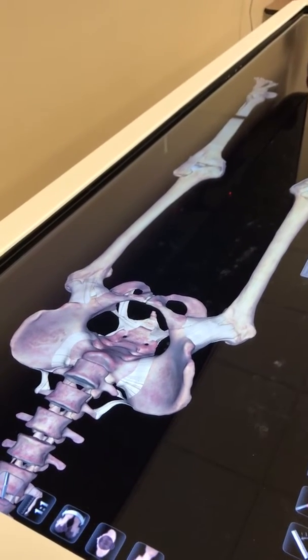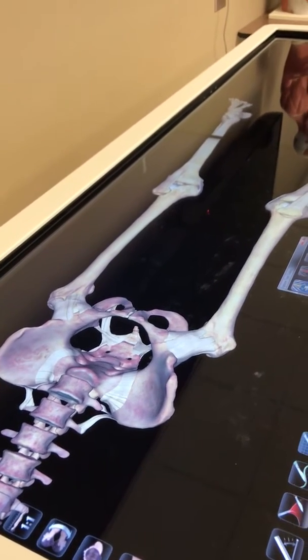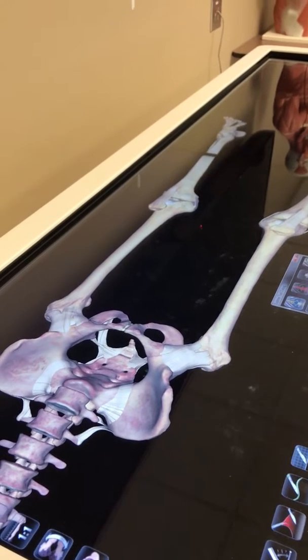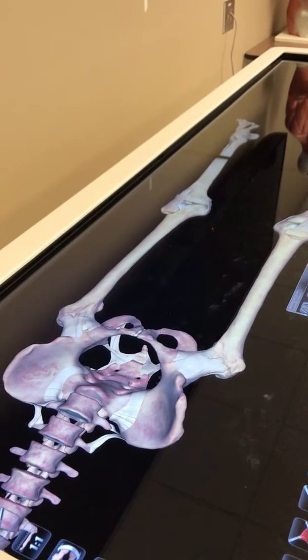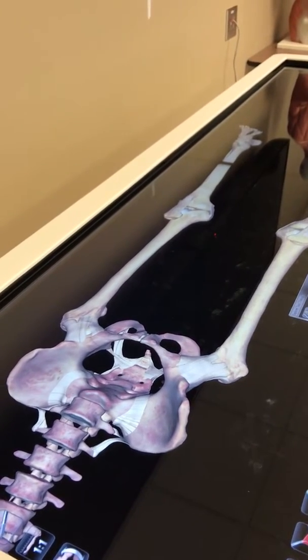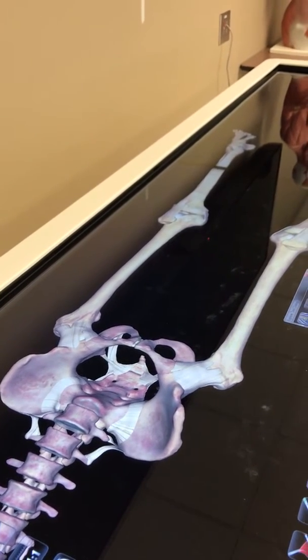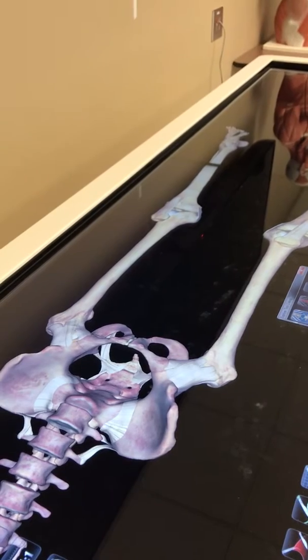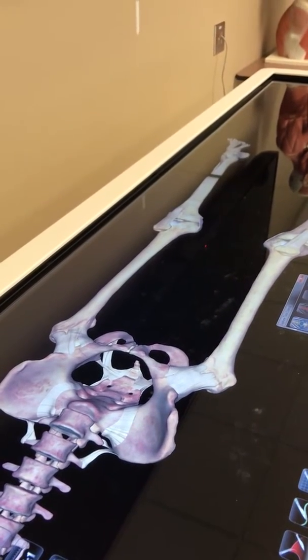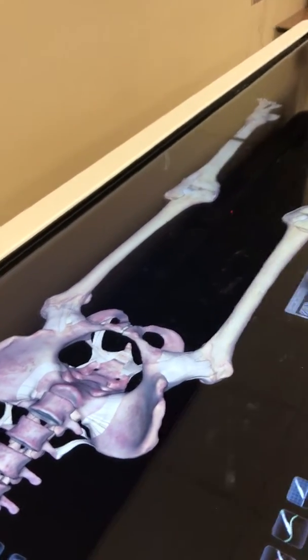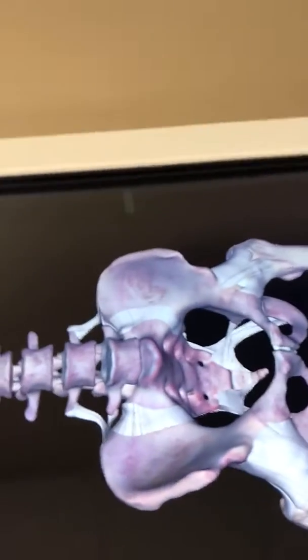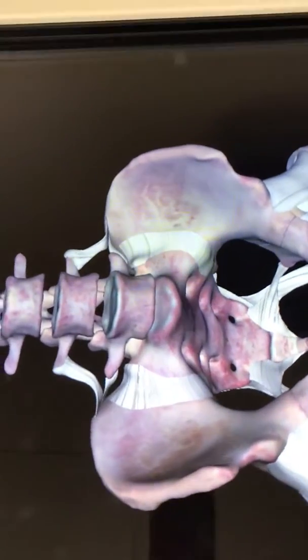Hello, functional anatomy students. I had received some positive feedback regarding the videos I did a couple of weeks ago on the back muscles on the anatomage table. So I thought I would go ahead and do something similar on the ligaments and joints of the lower extremity. So what we're going to start with are the ligaments that you can see on the pelvis.